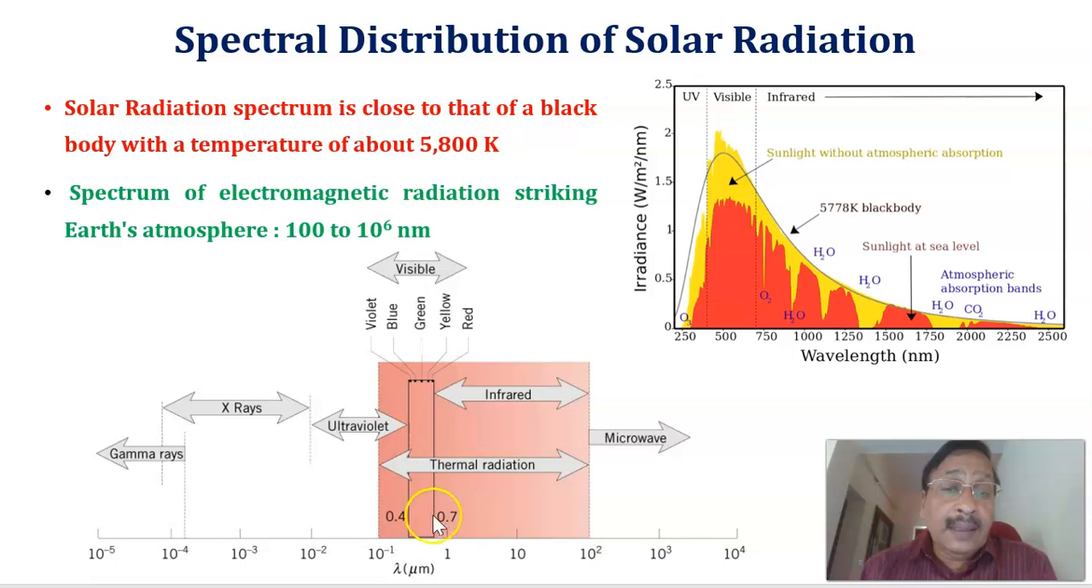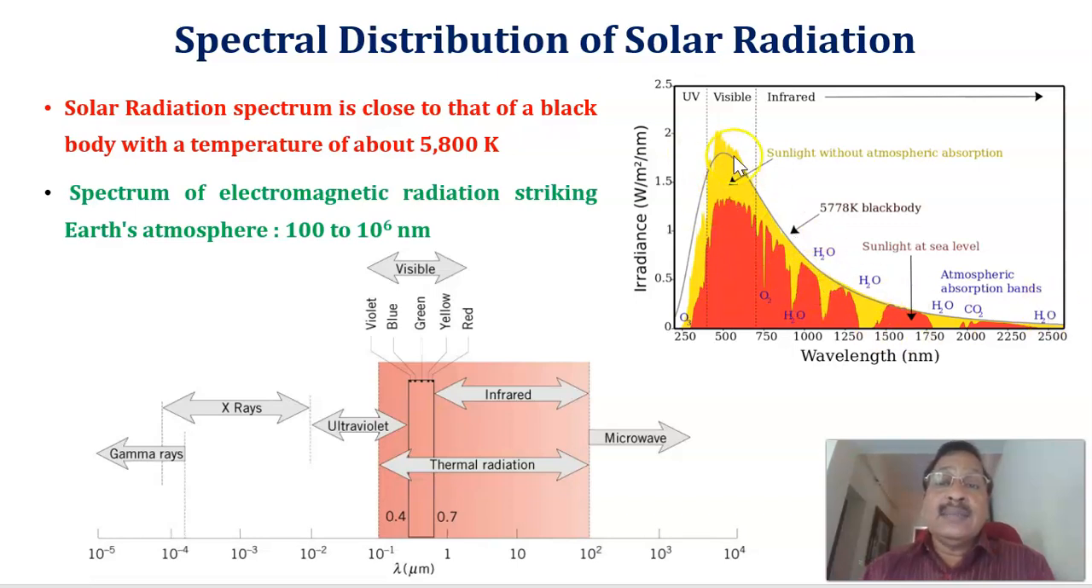Here, the solar radiation spectrum is close to that of a black body with a temperature of 5800 Kelvin, as we already explained. The spectrum of electromagnetic radiation striking Earth's atmosphere is 100 to 10⁶ nanometers. We have already seen this. This is at the top of the atmosphere, and this is at sea level.